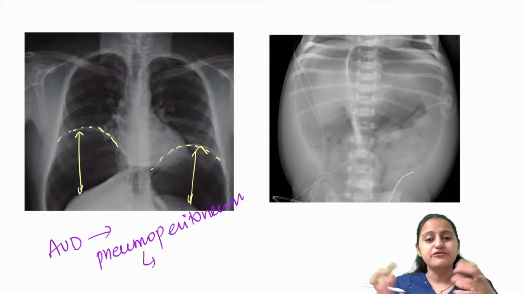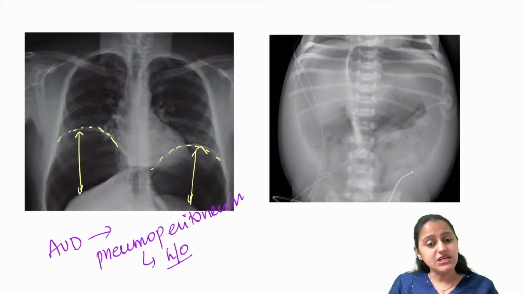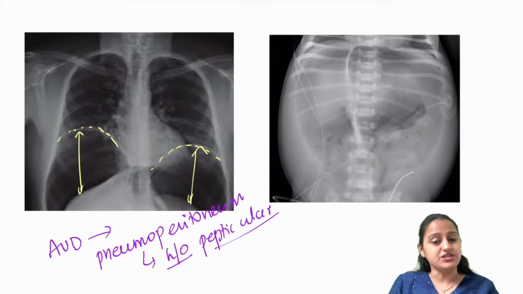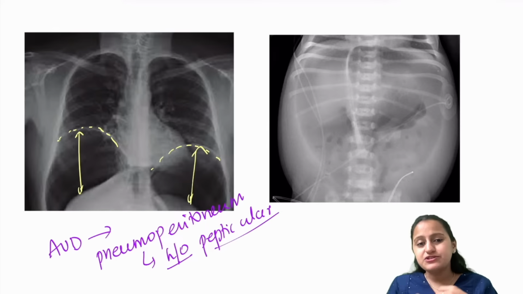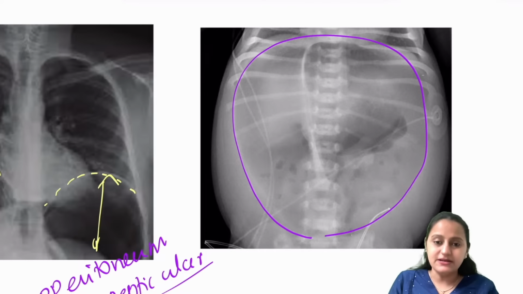What is a common cause for pneumoperitoneum? The bowel perforation, the stomach perforation. So generally they give you a history of a peptic ulcer patient and now there is acute pain. You think of peptic ulcer which has perforated. So this is pneumoperitoneum.